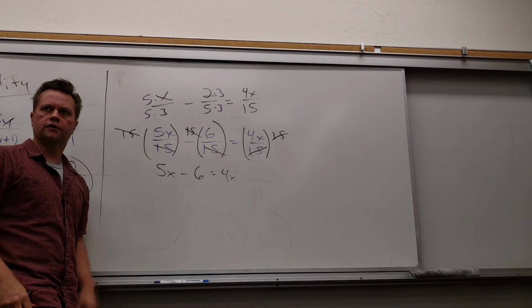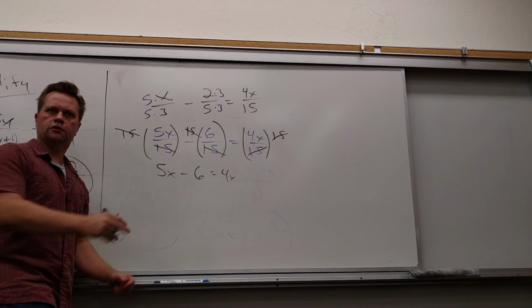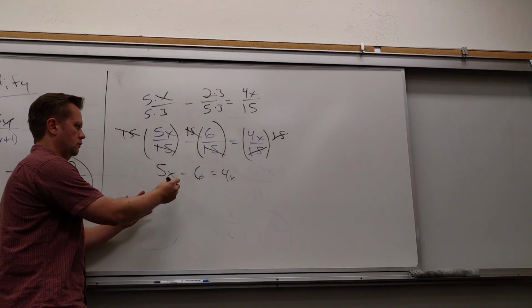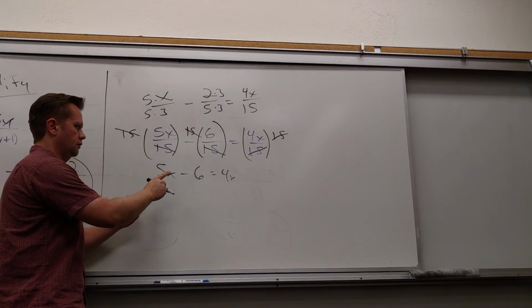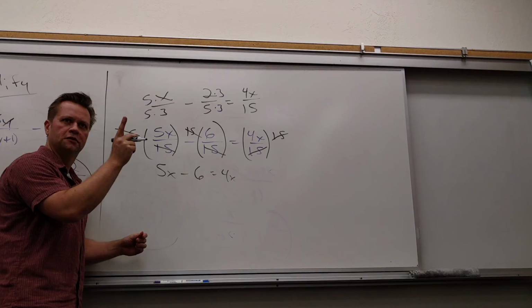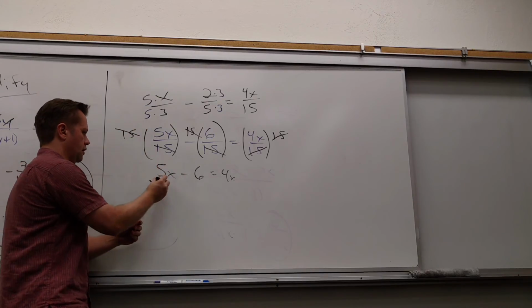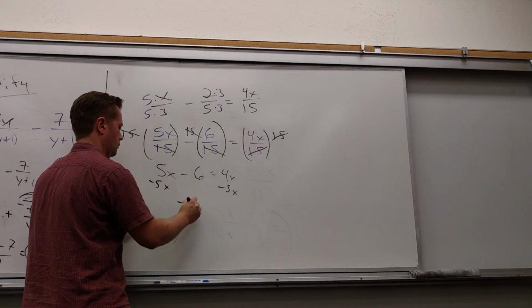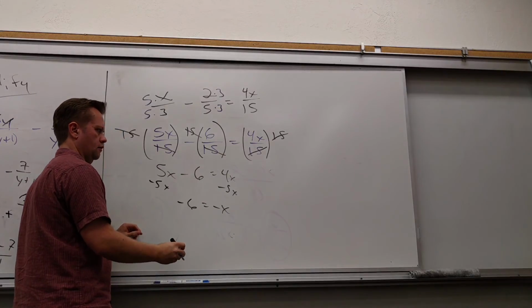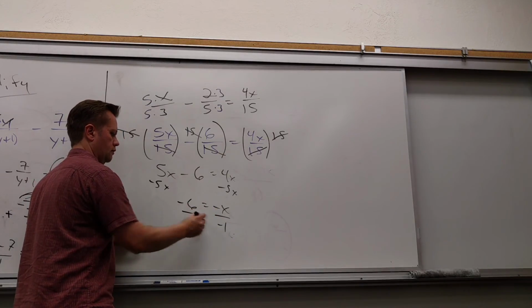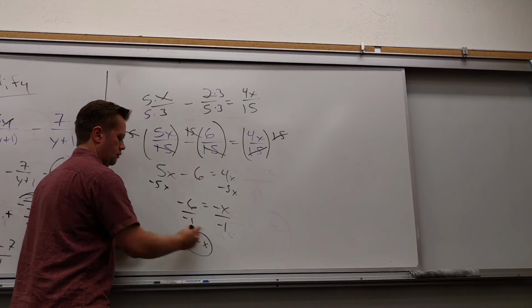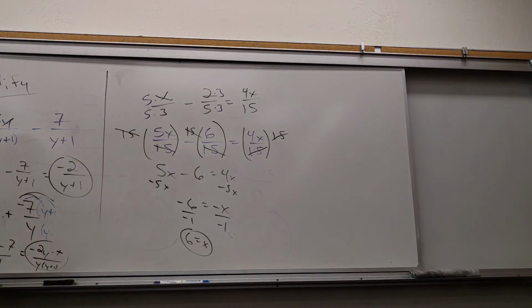And then you just got to solve this, right? How do you want to solve it? X is on one side. True, then divide. Minus 5x. Okay. Negative 6 equals negative x. Divide by negative 1. 6 equals x. Done. Cool.